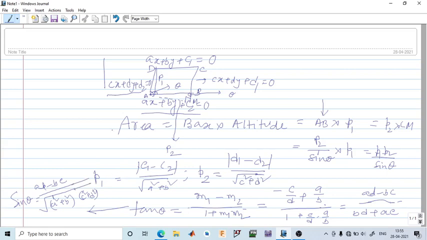Then if I replace this P1, P2 and sin theta by their equivalents in terms of c1, c2, the small letters, what will you get?